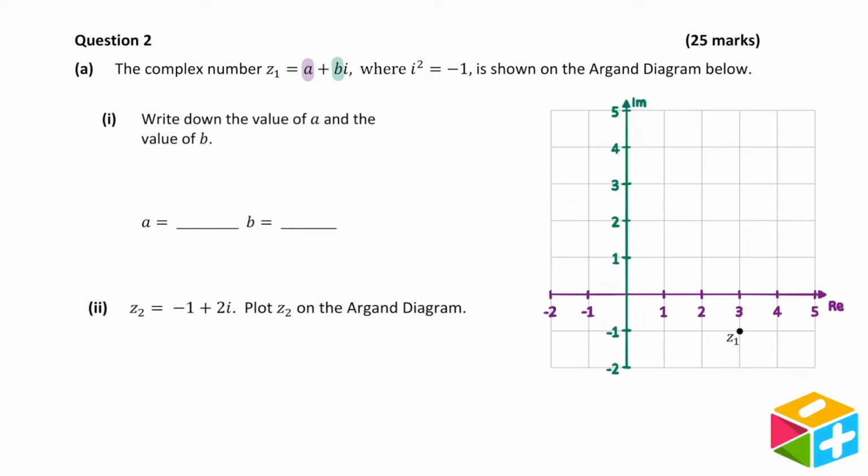We're told that z1 is equal to a plus bi. Here, a is the real component and b is the imaginary component. To find these, we simply need to read off the coordinates from our diagram. The point z1 has a value of 3 on the horizontal real axis, so a is equal to 3. z1 has a value of minus 1 on the vertical imaginary axis, so b is equal to minus 1.